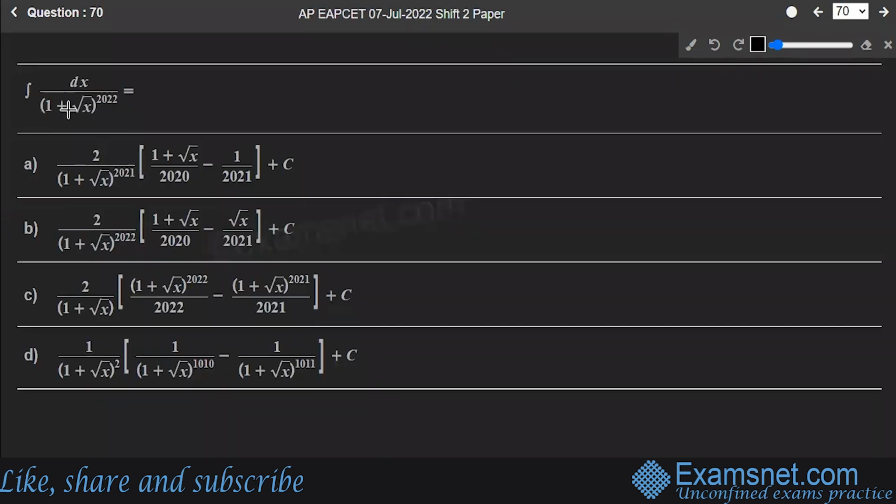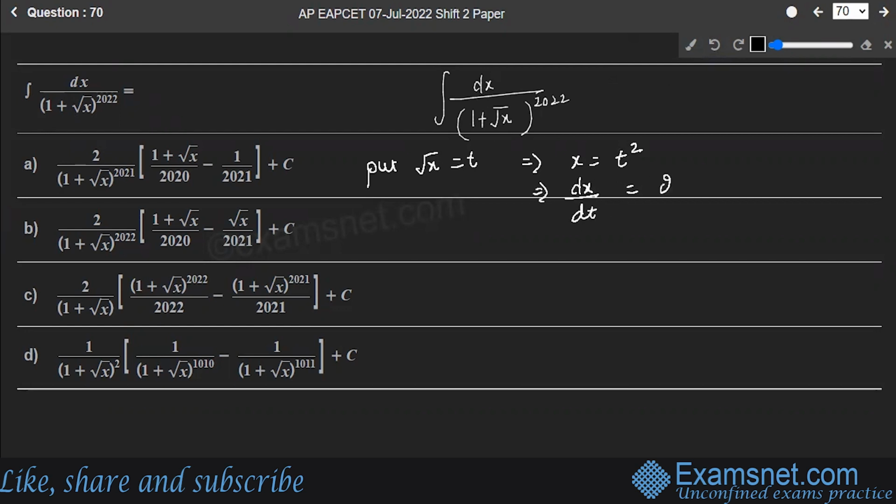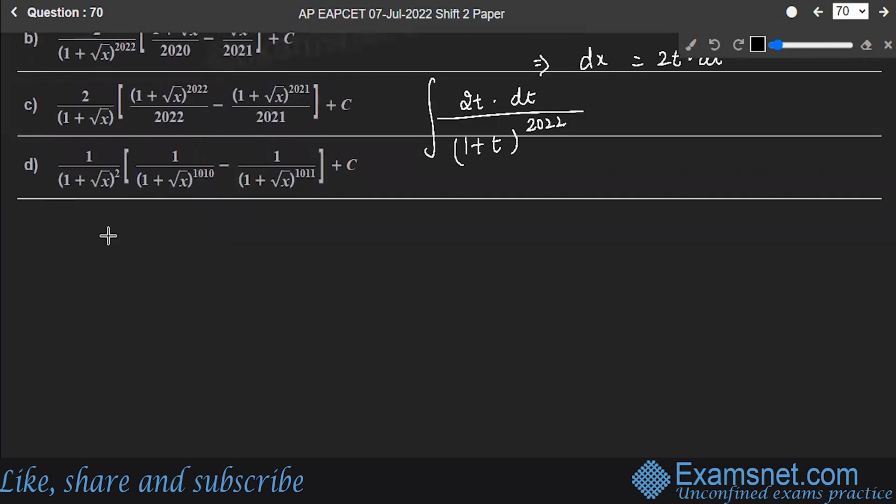Question number 70, you have to find out the integral of this given expression. So, this is the integral of dx over (1 plus root x) whole raised to power 2022. Dx is already written. Let's put root of x is equal to t, which makes x is equal to t square, which makes dx upon dt is equal to 2t. Which means dx is equal to 2t into dt. So, our integral will become 2t into dt upon (1 plus t) whole raised to power 2022. So, now let's add and subtract 1 from the numerator.